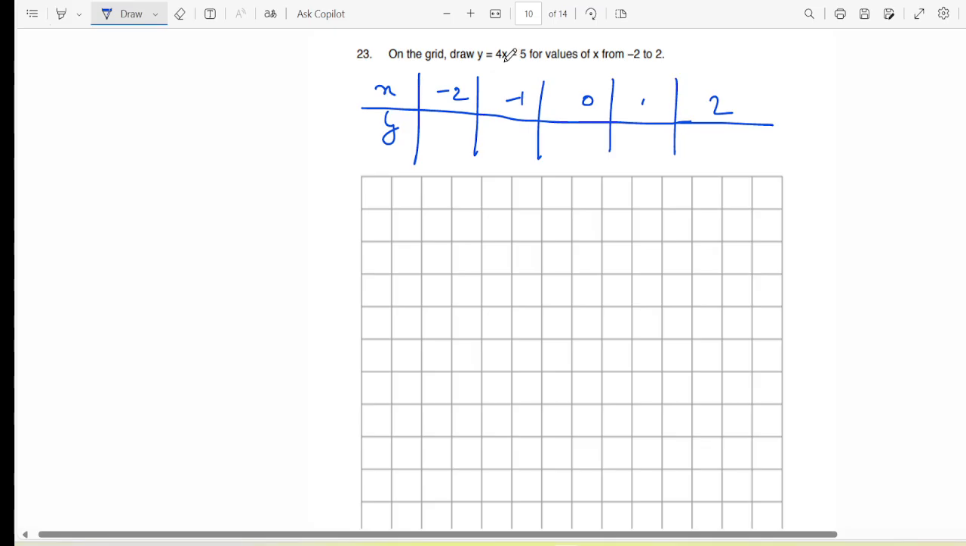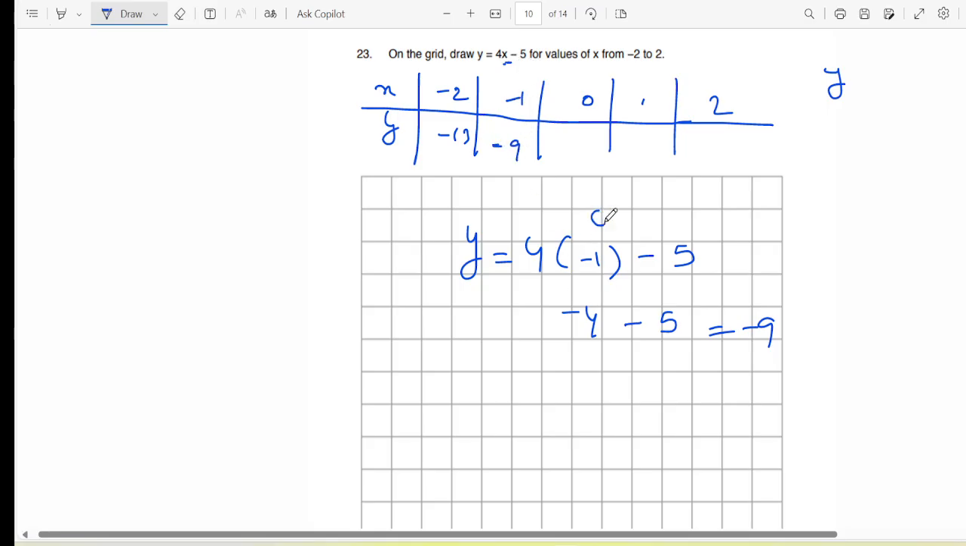So at the place of x I need to put negative 2. 4 times negative 2 is negative 8, and minus 5 gives negative 13. What I'm doing is plugging these values in place of x and getting the corresponding values for y. For example, if I plug in negative 1, I get 4 times negative 1, which is negative 4, and then negative 5. This gives me negative 9.